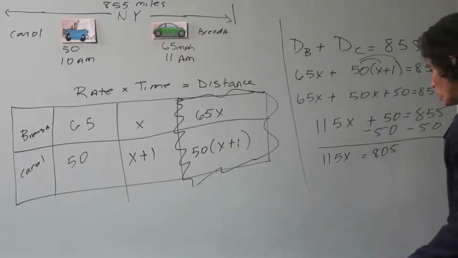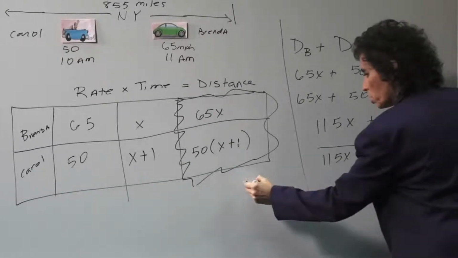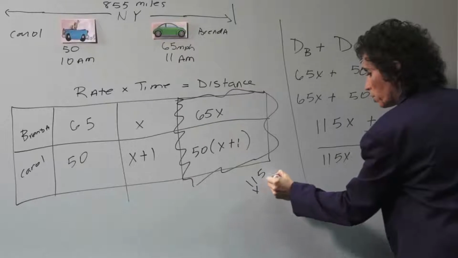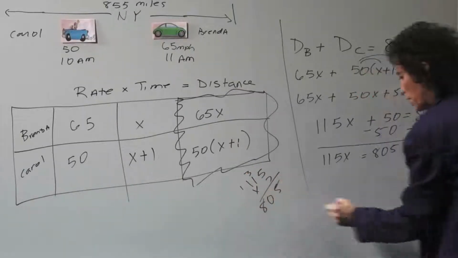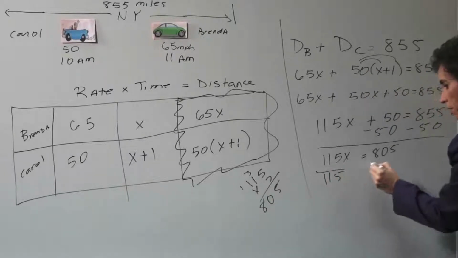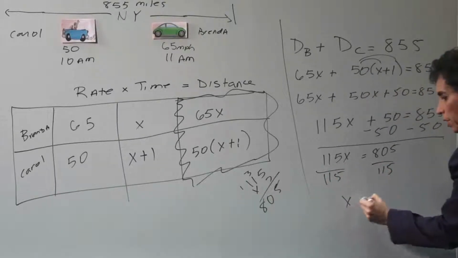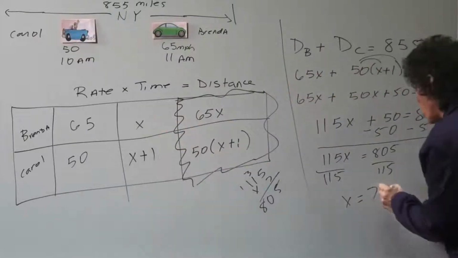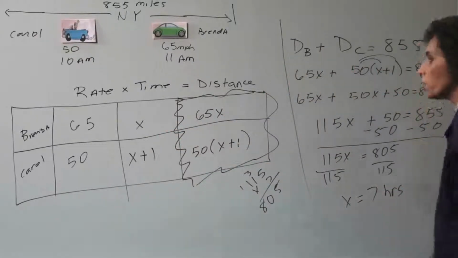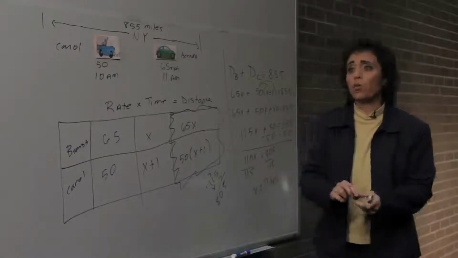And if this is good, maybe this goes in evenly. I'm not sure. Let's multiply 115 times 7. Oh, thank gosh. Divide by 115. We do get 7. X equals 7. What does X represent? The time we're on the road. So it's 7 hours.